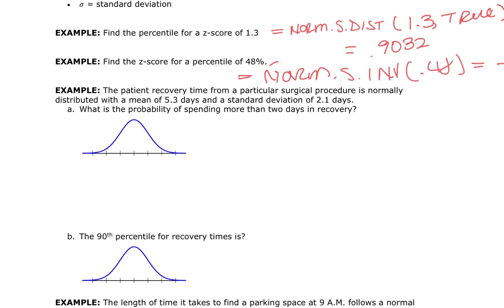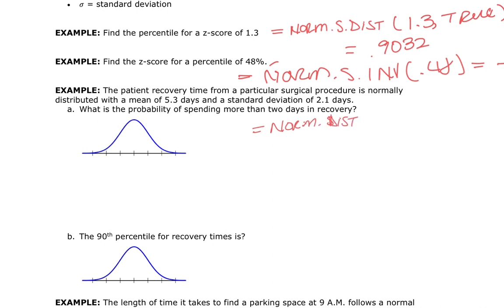Let's take a look at this example. A patient recovery time from a particular surgical procedure is normally distributed. Cool. That tells us we're going to use the NORM.DIST without the S. It has a mean of 53. Okay, so then we know, because we're given a mean, and that mean is not 0, the function we are going to use in Excel is going to be the NORM.DIST.